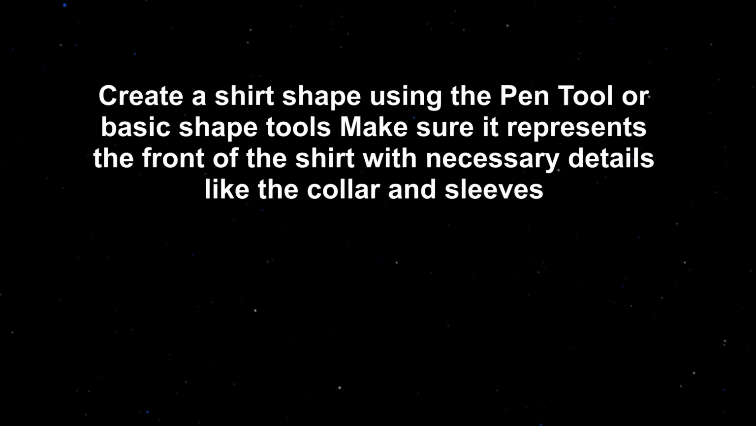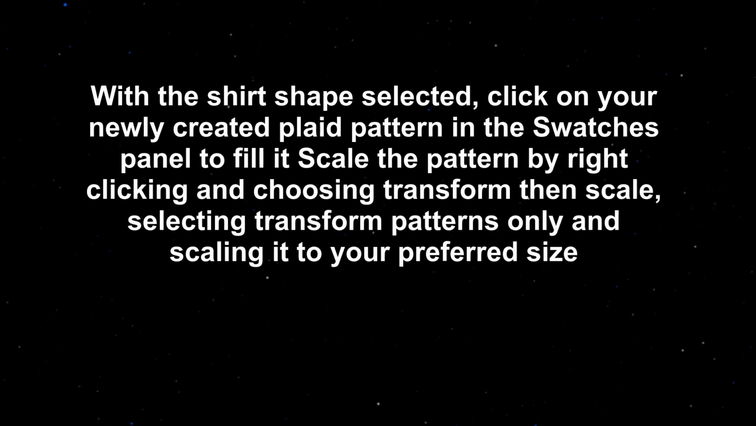Create a shirt shape using the pen tool or basic shape tools. Make sure it represents the front of the shirt with necessary details like the collar and sleeves. With the shirt shape selected, click on your newly created plaid pattern in the swatches panel to fill it.